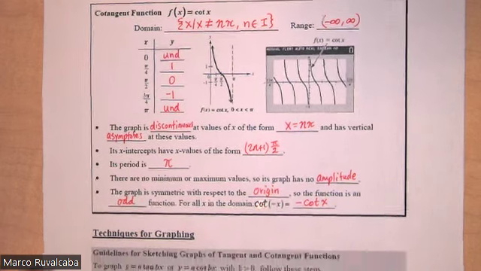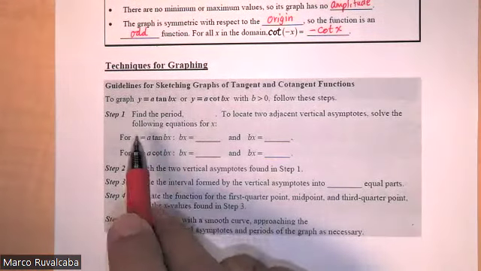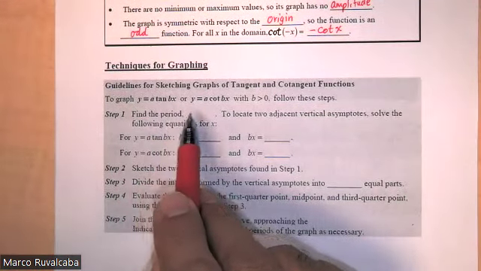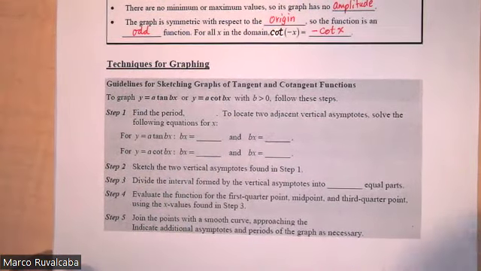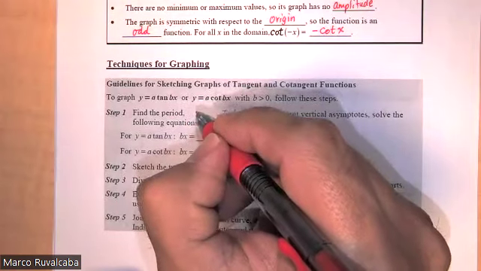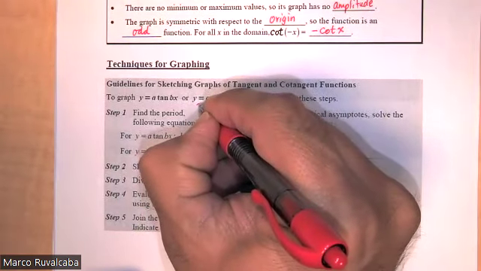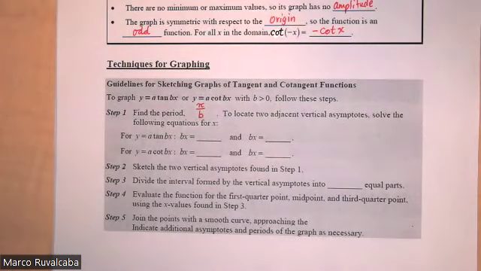Let's now look at a technique for graphing these. If you're going to graph y equals a tangent of bx, or y equals a cotangent of bx, where b is positive, we're going to follow these steps. We're first going to find the period. If b is greater than 0, we take the original period and divide it by b, and that gives us the period of the function.